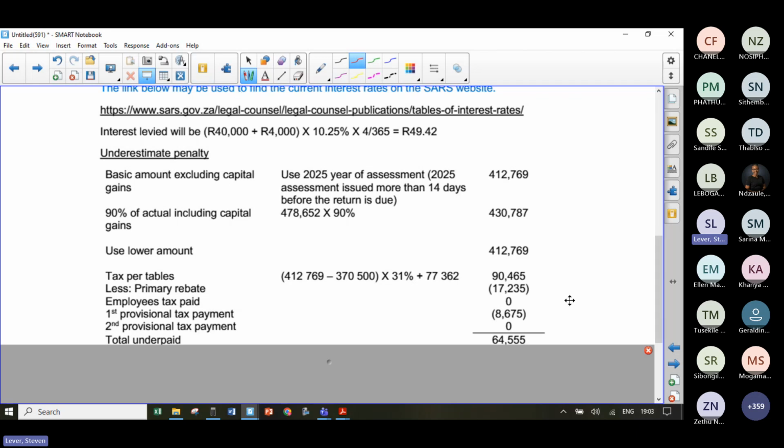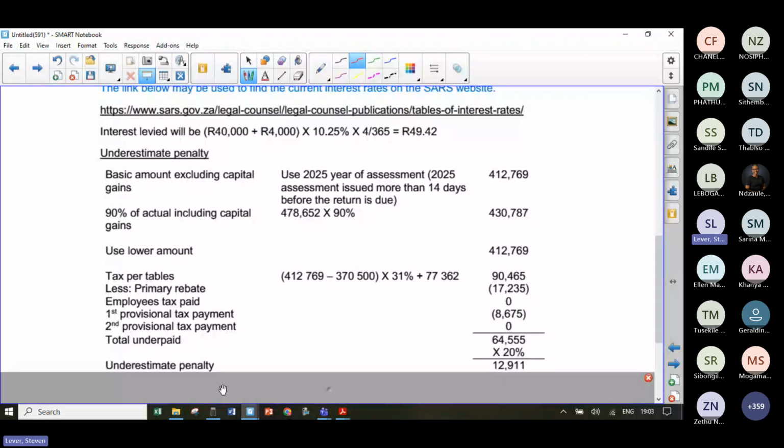That means that we've underpaid 64,555. And how does the underestimate penalty work? It says your underestimate penalty is 20% of that amount that you've underpaid. So that's how the underestimate penalty works: 20% of whatever you've short paid.